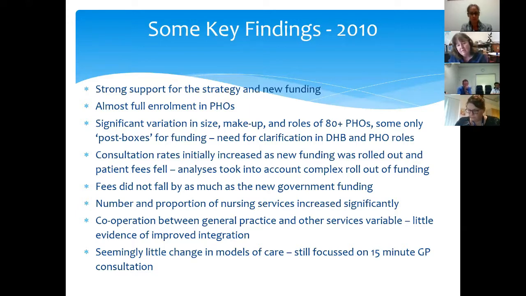One key thing that we found was that the fees did not fall by as much as the new government money. So new money was going into primary healthcare and the fees were falling really only by about half as much as you might have expected. So the government might have expected a fall in fees of about $25 per visit, but they were only going down by about $12.50 on average. And that's because some of the money was then being kept in primary healthcare practices.